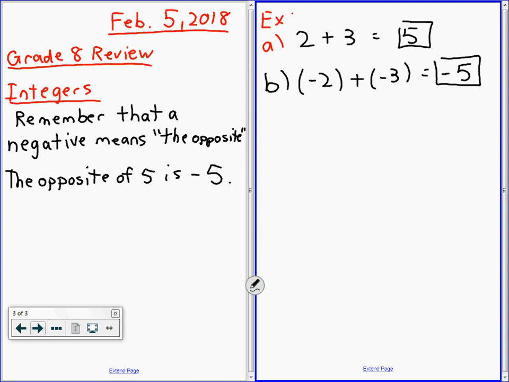Using that piece of knowledge, take a second to do this one. It should take you about 10 seconds. Negative 4 plus negative 2. Just hold on a second. Give everyone the 10 seconds to try it.